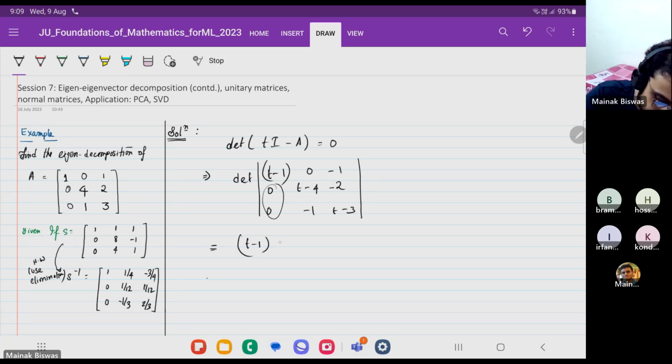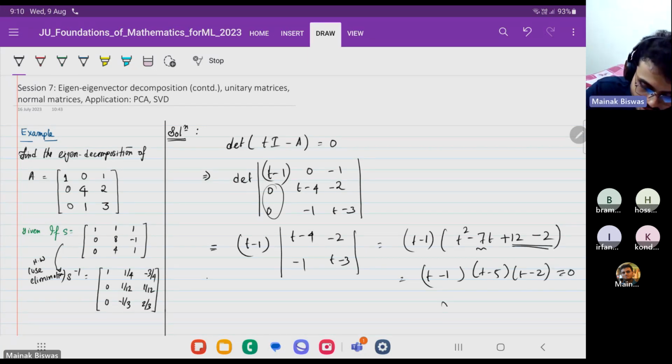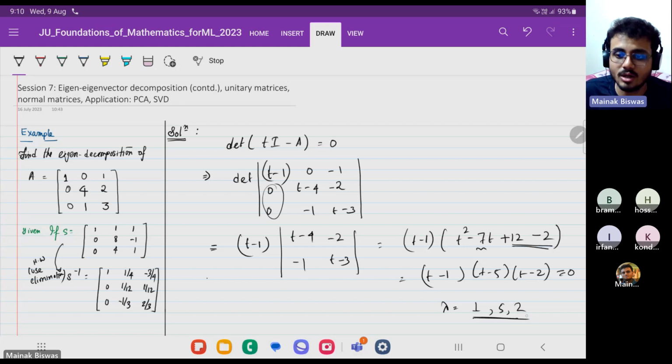Yes or no? Yes. So t minus 4, t minus 3, minus 2, minus 1. So what will I have? I will have t minus 1 times t square minus 7t plus 12 minus 2, which is equal to t minus 1. So this turns out to be 7t and this will be 10. So it is t minus 5 into t minus 2, right? So what are the eigenvalues? Lambda equal to 1, 5, and 2. Clear up to now?